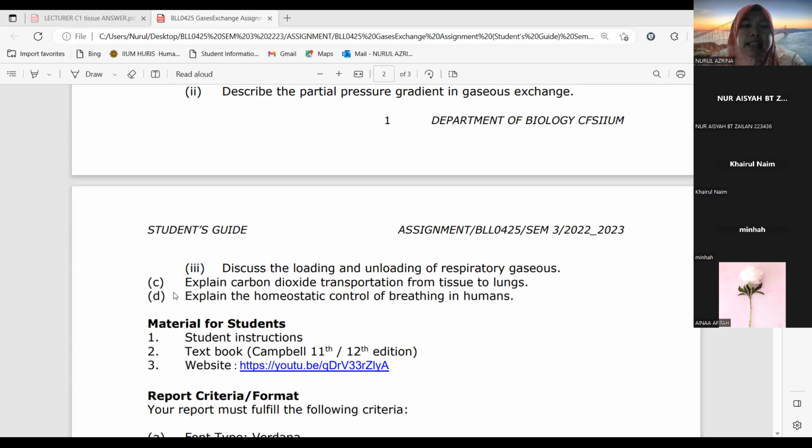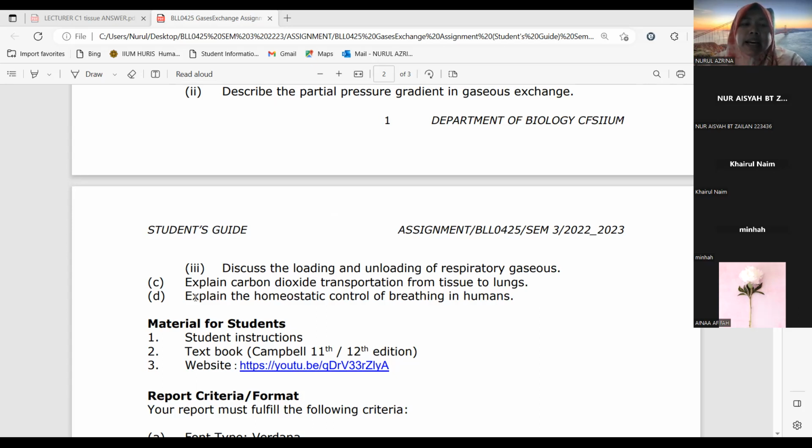Okay, next is C, explain. If you explain, it must be a detailed mechanism of carbon dioxide transportation from the tissue to the lung. Specifically, carbon dioxide transported from the tissue to be exhaled out of the lung, or to be transported out during exhalation. What mechanism takes place? Very detailed, you have to explain.